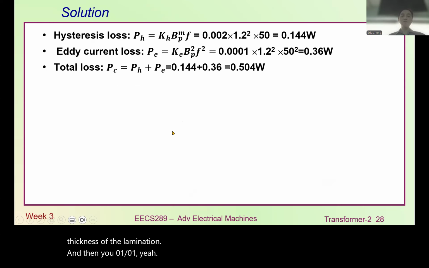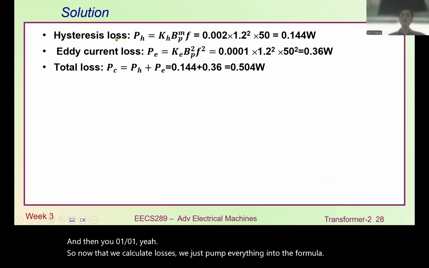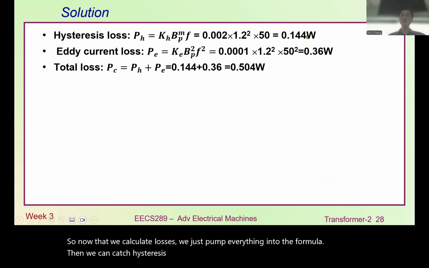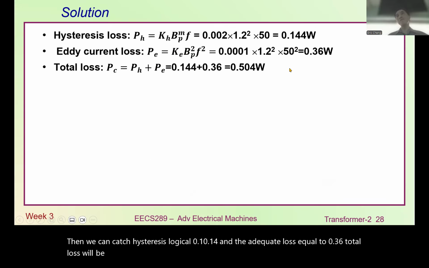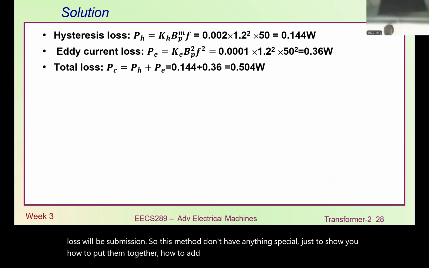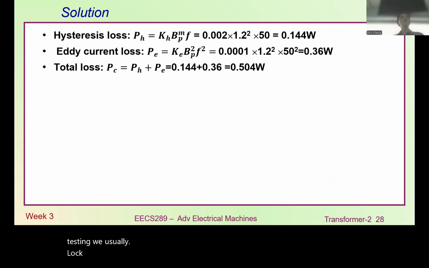So now we calculate the losses. We just plug everything into the formula. Then we get hysteresis loss equal to 0.14 and eddy current loss equal to 0.36. Total loss will be the summation. There is nothing special in this method, it is just to show you how to put them together and add up all the losses. So for experimental testing, we usually look up a table to get the property design.